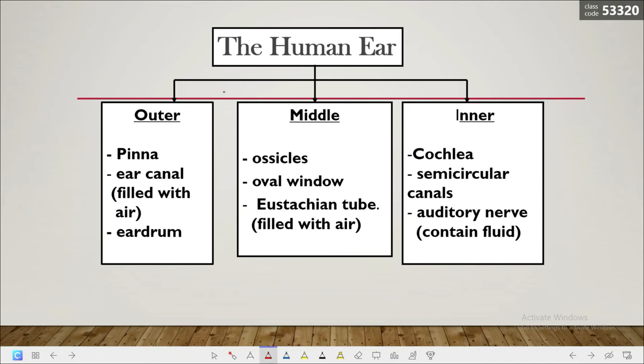So this one divides into the outer, middle, and inner ear that I already told you just now. The outer is the pinna, ear canal, which is filled with air, and the eardrum. The middle is the ossicles, oval window, and eustachian tube. The inner is the cochlea, semicircular canals, and also the auditory nerve. This contains fluid inside of it. The auditory nerve, of course, you already know is the one that sends the impulse to the brain. So these are the parts of the ear: outer, middle, and also inner.